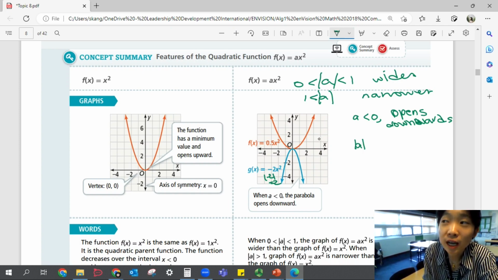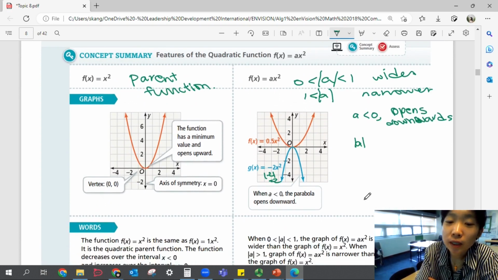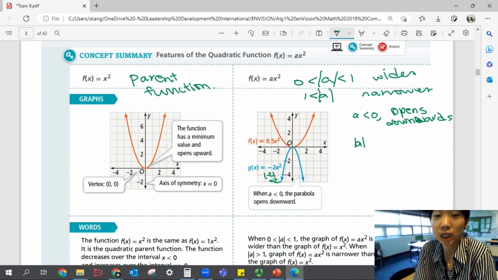If you want to understand, you need to look at individual points and look at the tables of values. Okay? So one last thing, f of x equals x squared without any transformation, any coefficient, that is your parent function. Okay? So you'll always be able to compare to the parent function when there are transformations of functions. All right, so that was lesson 8-1, key features of a quadratic function.